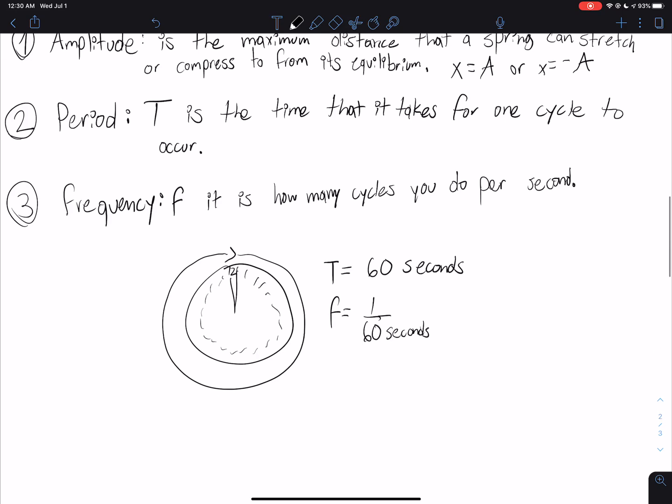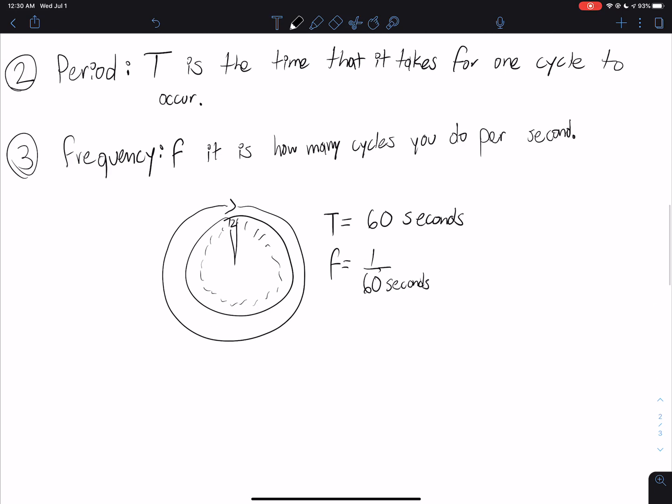And now, you may notice that this period is similar to this frequency in that they both have 60 seconds in the equation. And there's a reason for that. The reason is that frequency is equal to the reciprocal of period.